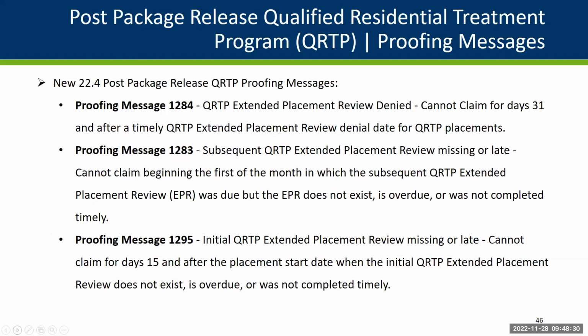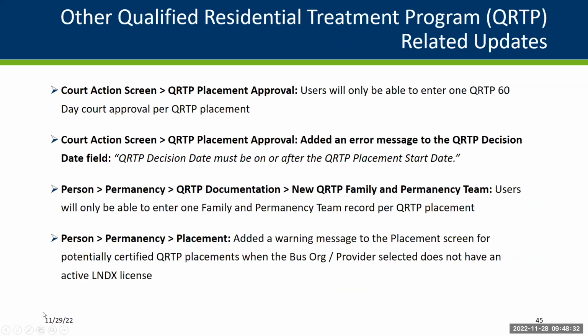And then the last one here, the person permanency placement folder. So we added a warning message to the placement screen for potentially certified QRTP placements when the BizOrg provider selected does not have a Lindex license. So without an active Lindex license, the QRTP EPR calculation button cannot calculate the EPR information. So be sure to ensure that those Lindex links are added timely to your BizOrgs and when you're adding those placements, to ensure that the alerts are going to be able to calculate and generate timely as well. So those will be important if you're relying on those.